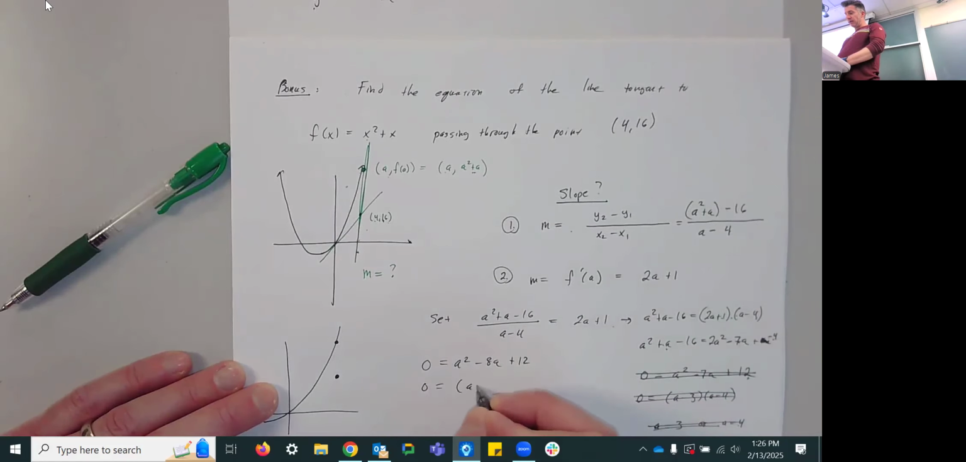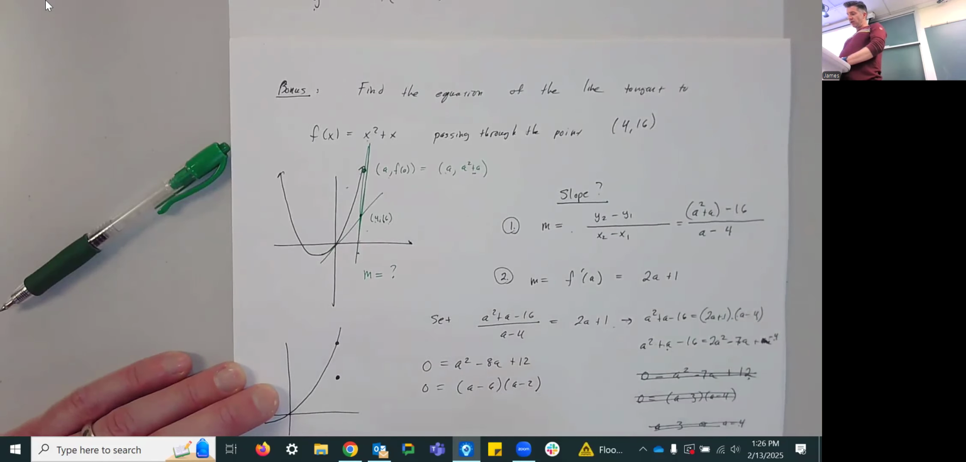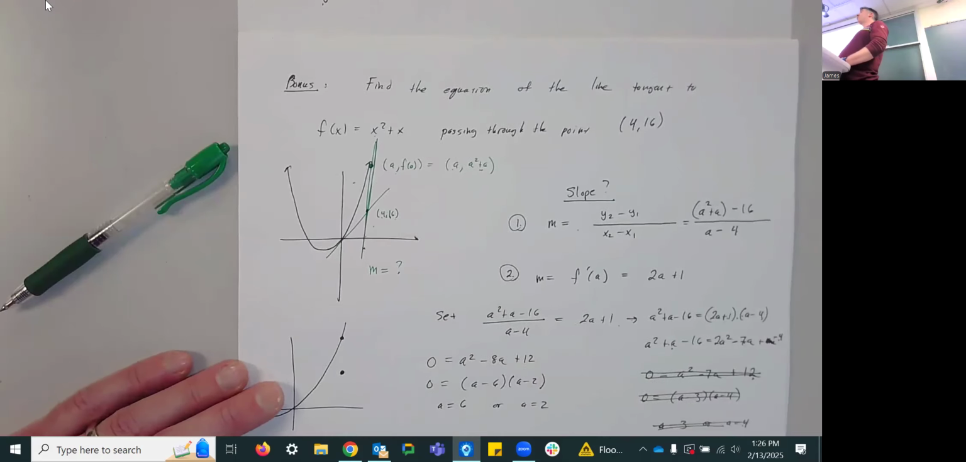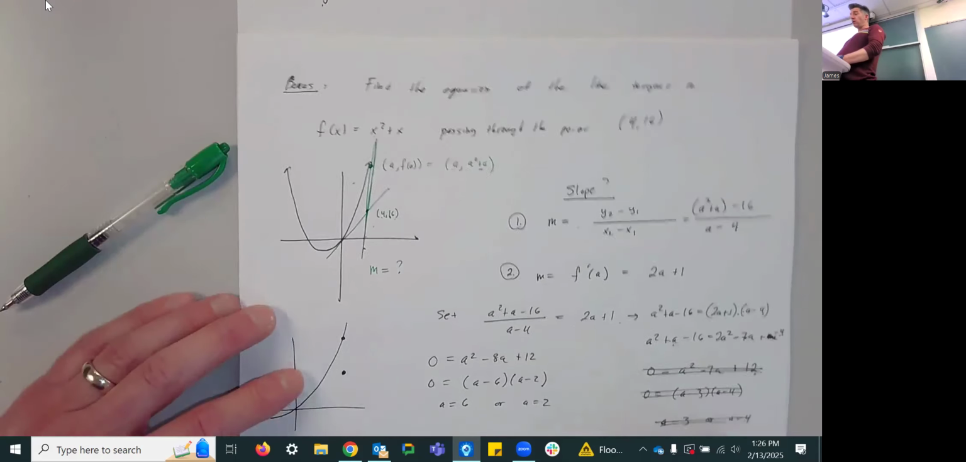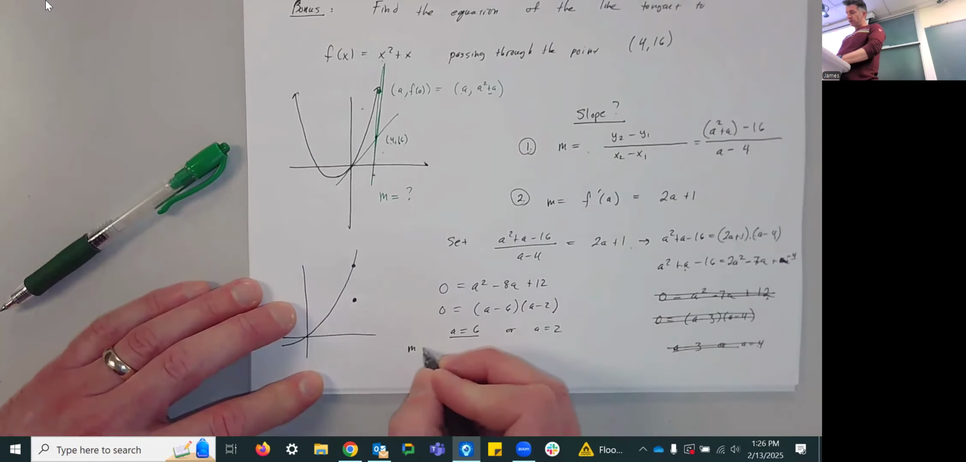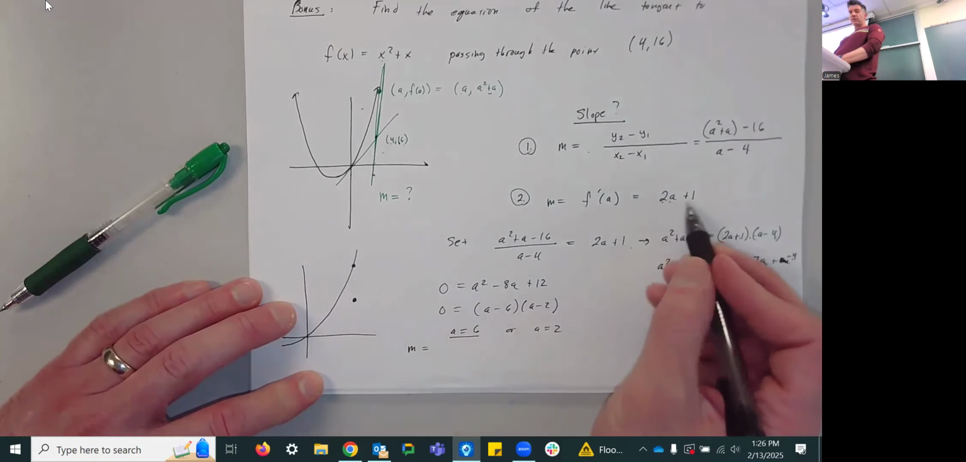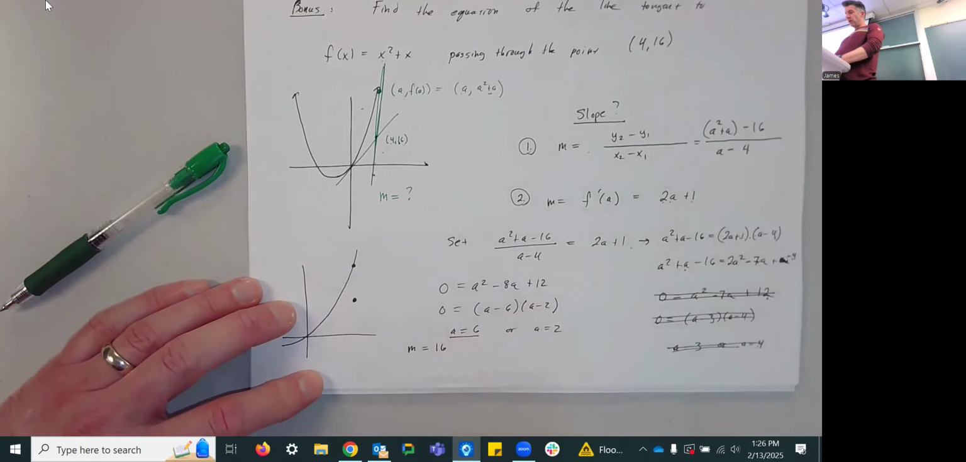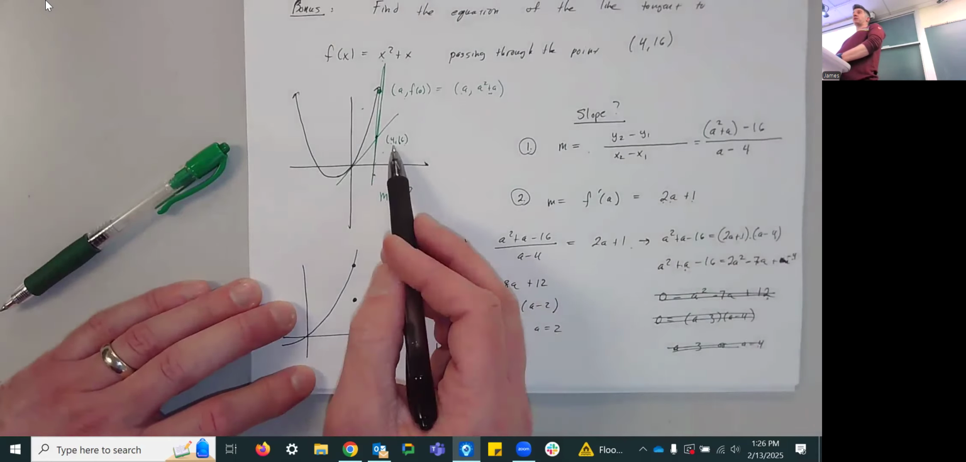It's going to be a minus 6 times a minus 2. So we're going to get either a equal to 6 or a equal to 2. And then we have to go back and find both of the tangent lines. So for the tangent line with a equal to 6, our slope is going to be 2 times 6 plus 1. And the point, well, we know the point's 4 comma 16.